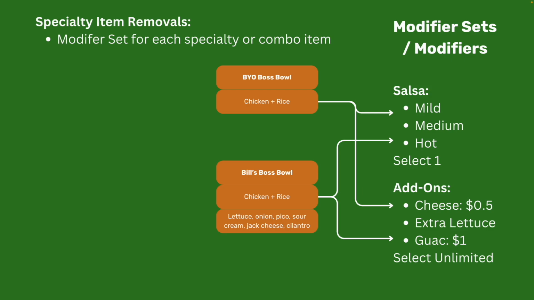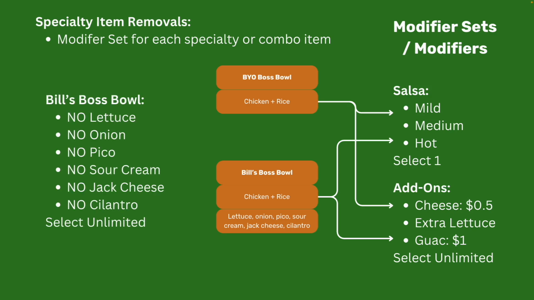How do we deal with this? Well, there's two ways to deal with this. The best way, however, is to create a specialty item removal modifier set. We can name it according to the item name, we can name it something else, as long as we can keep track of it, keep it all straight. And then inside of that, we add no lettuce, no onion, no pico, no sour cream, no jack cheese, no cilantro, select unlimited, no minimum, no maximum, select whatever you want, no prices. And this allows people to remove what they don't want, and then on the add-on side and the salsas and all of that, they can add what they do want. And of course, we connect that over here.